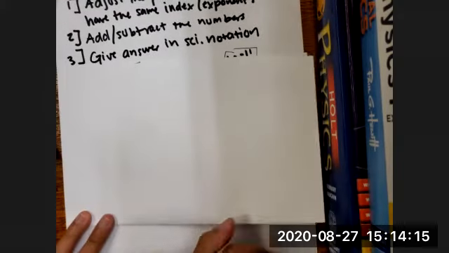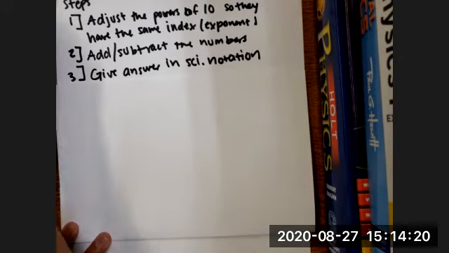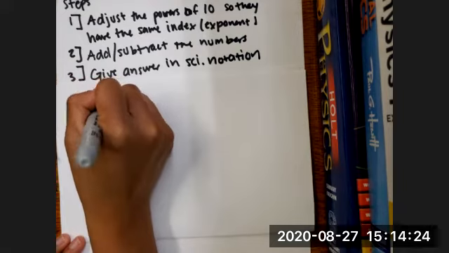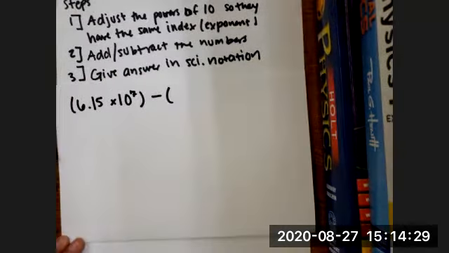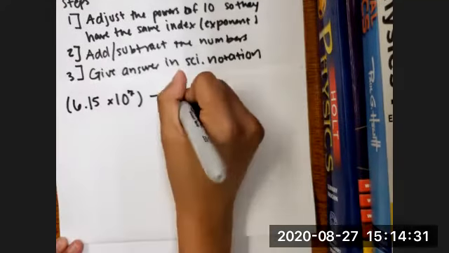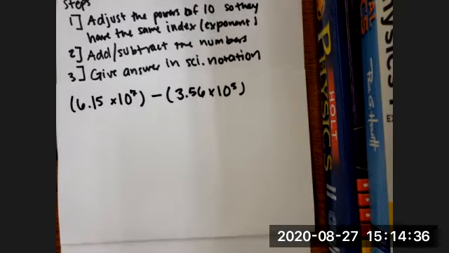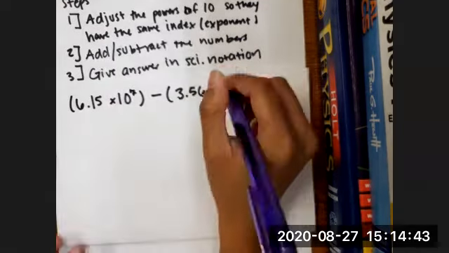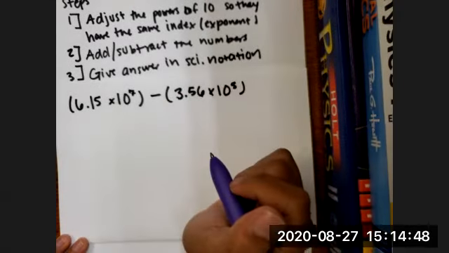All right, so for the last one, it gives me 6.15 times 10 to the 7th power minus 3.56 times 10 to the 5th power. So once again, I'm going to find which one has the smaller exponent, and I'm going to change that one to match the bigger one.